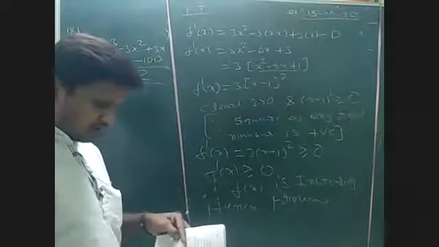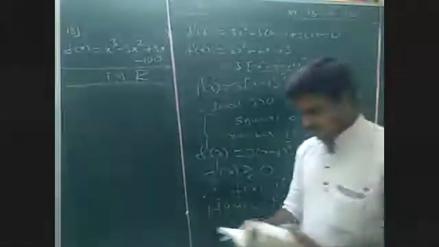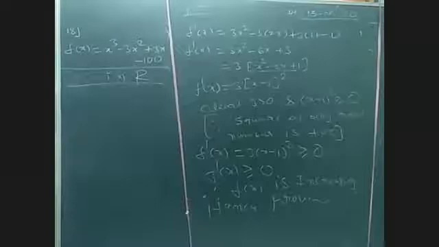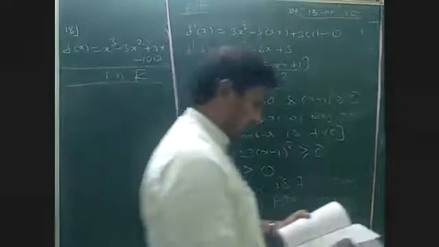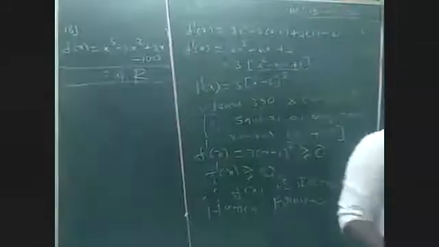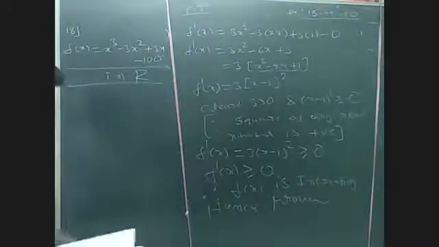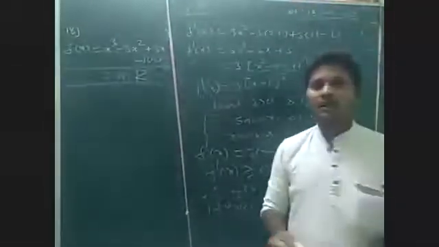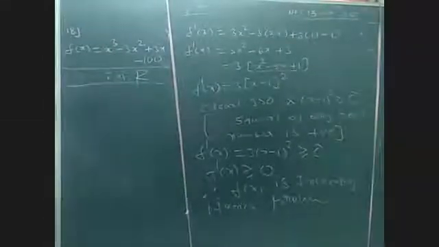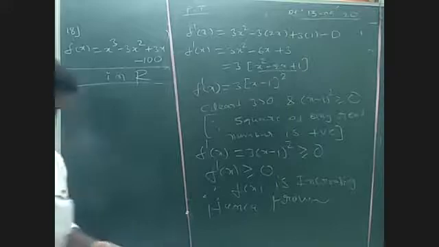Question number 19. Last question. Objective question. The interval in which y is equal to x square into e power minus x is increasing with respect to x. Yes, tell me which one of the options is right. Clearly they are increasing. On which interval will it be increasing? So find x values.